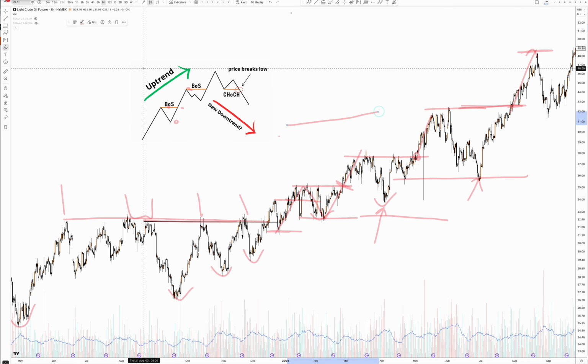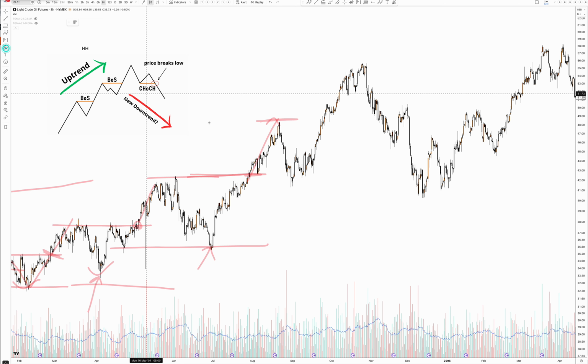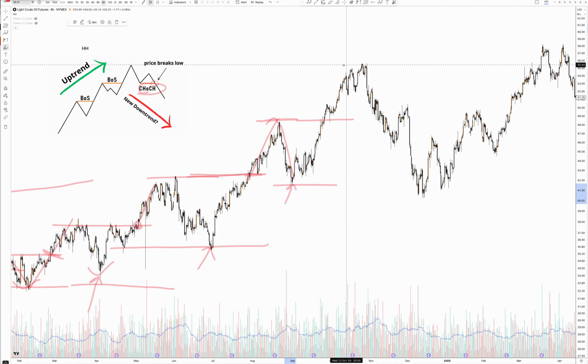Now let's move across, grab that, keep going. And we're going to see this method to look for the change of structure. Okay. We get a pullback. Again, another higher low. The moment it breaks that level, that becomes our higher low. This becomes our new higher high. Higher high.